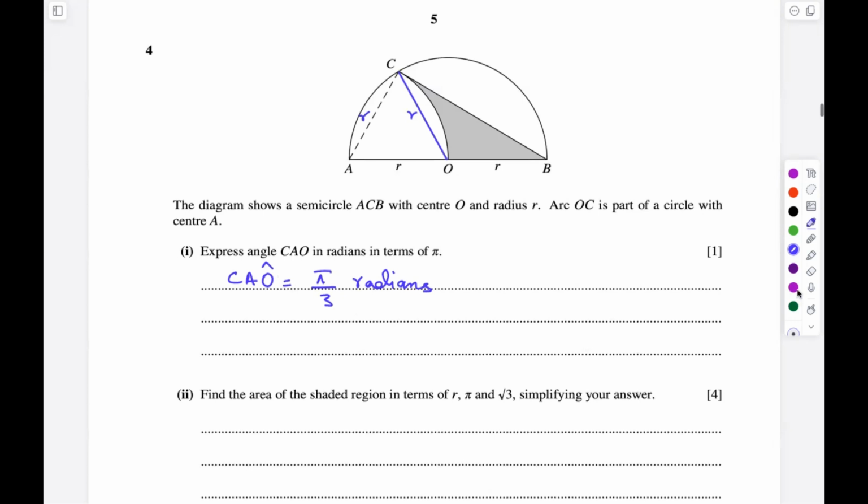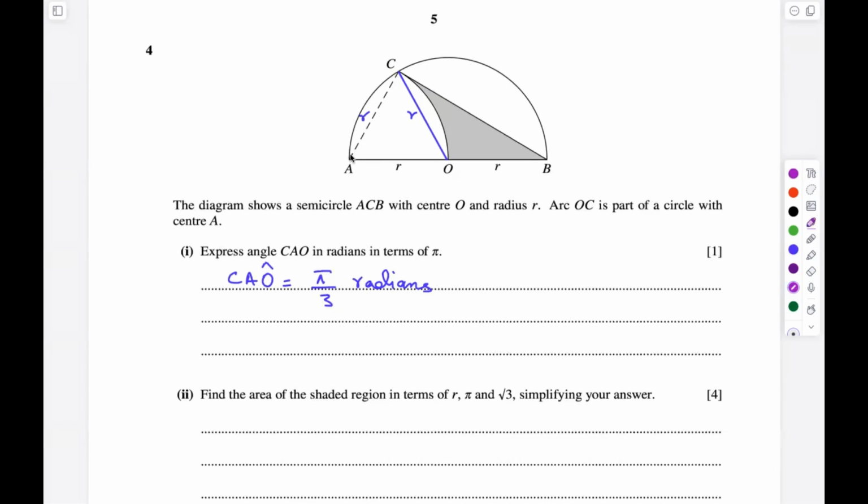Now in part 2, we have to find the area of the shaded region in terms of r, pi, and root 3, simplifying your answer. Now, to find the area of the shaded region, first we'll try and find the area of the triangle ACB, and then subtract the area of the sector CAO.